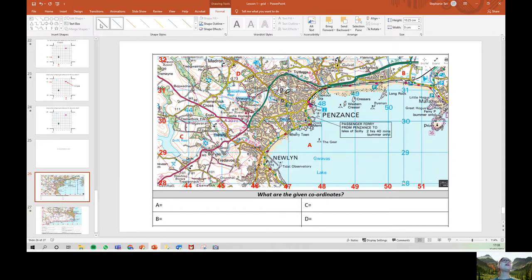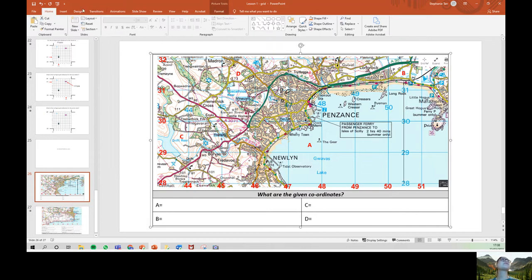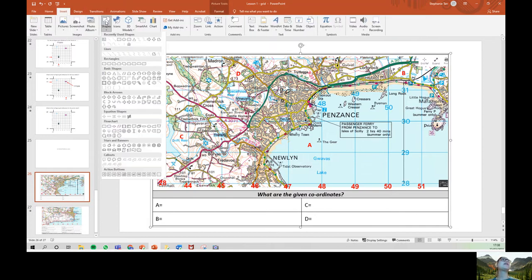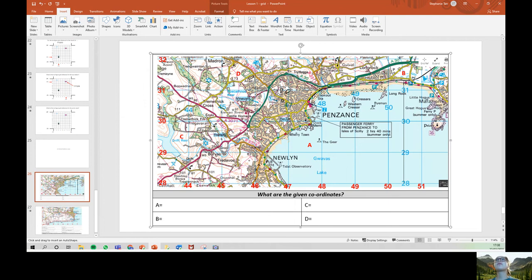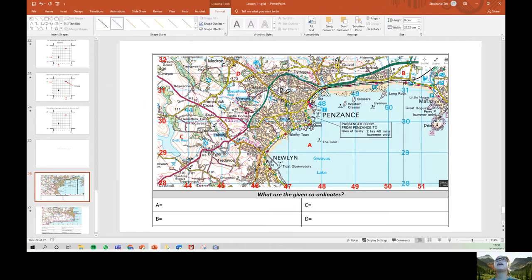And then I would draw another line going straight from B going the other way to meet the y-axis. And I would say that that also meets these numbers halfway between 31 and 32. So the coordinates there would be 315.